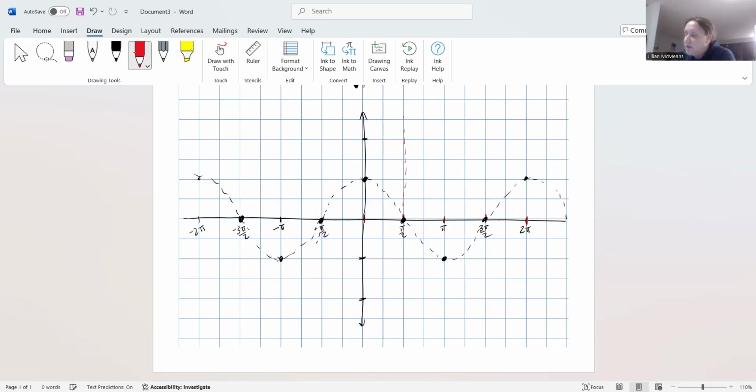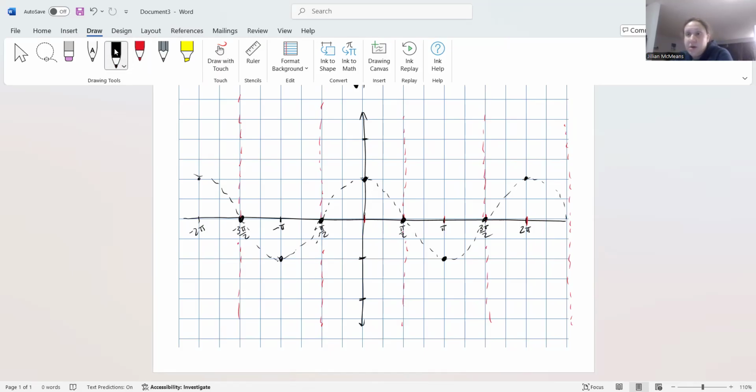So we have a vertical asymptote here, here, here, here, and then technically over here, even though it's getting shoved off the graph. Okay, so our x-intercepts of cosine are the vertical asymptotes for secant.